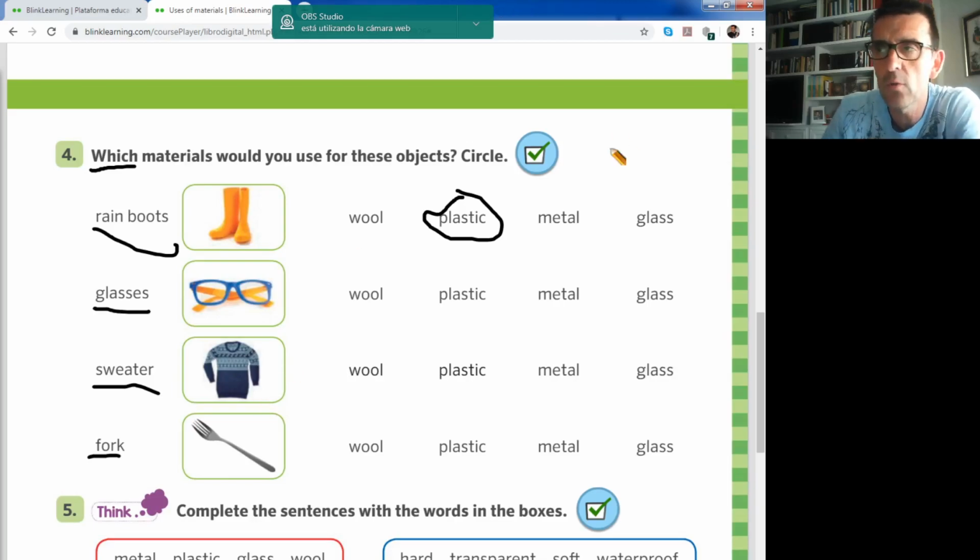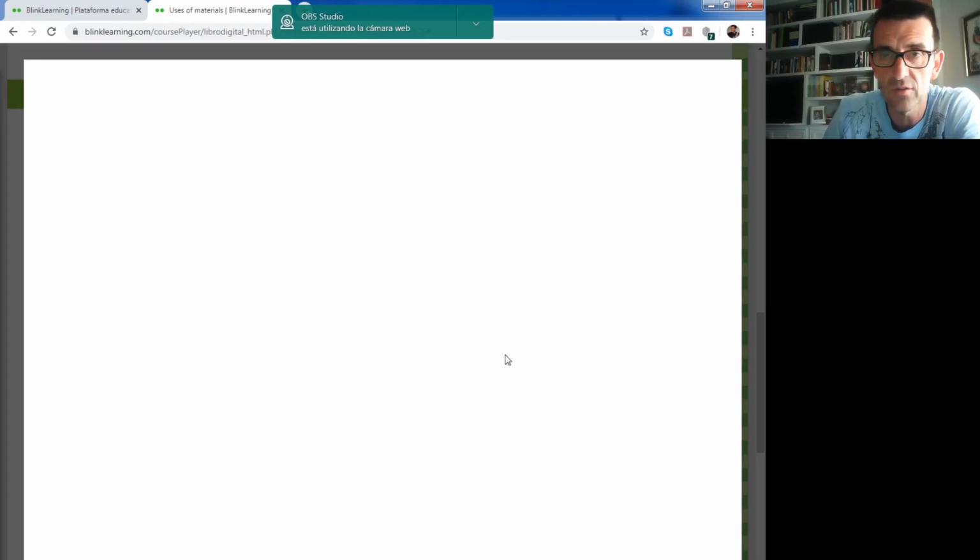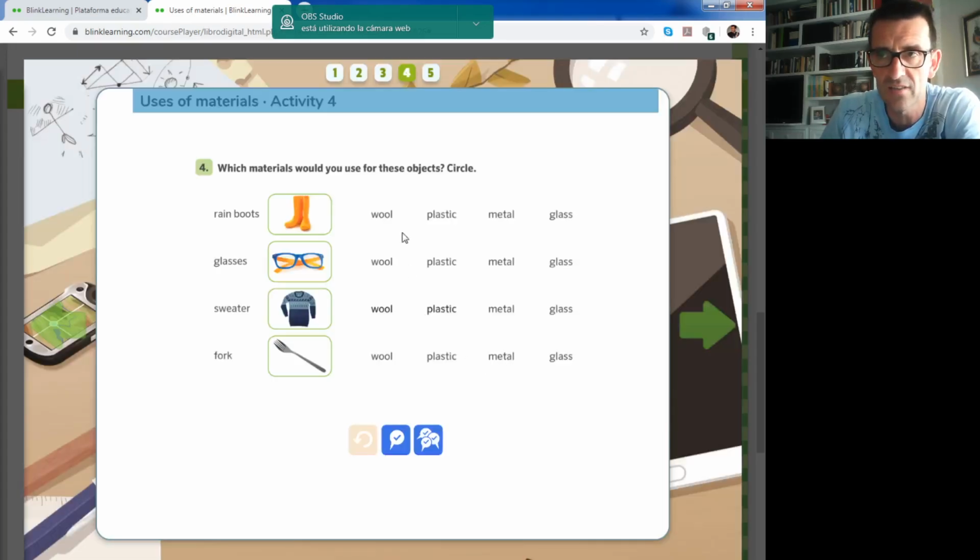Well, now we check. Look at your answers and check. The rain boots made of plastic. What about the glasses? The glasses are made of wool, plastic, metal or glass? Yes, made of glass. Okay, made of glass. Claro que lo tienen con cristal, ¿verdad? What about the sweater? The sweater is made of wool, plastic, metal or glass? ¿De lana, plástico, metal o vidrio?